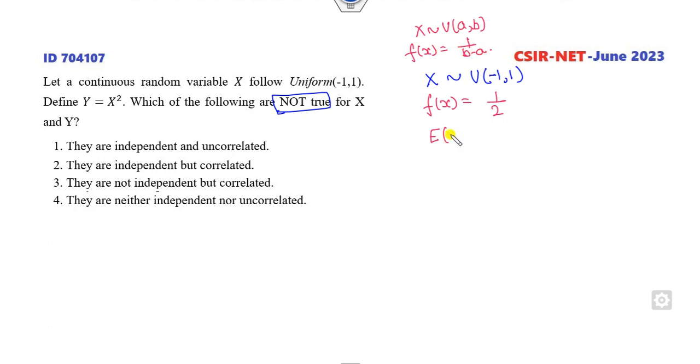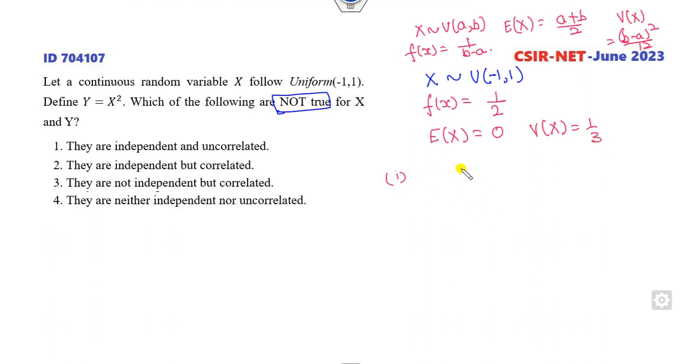What is the expected value of this x? A plus B over 2, so it's 0. What is the variance of this x? B minus A whole square divided by 12. So with B as 1 and A as -1, it is 4 over 12, which is 1 by 3.